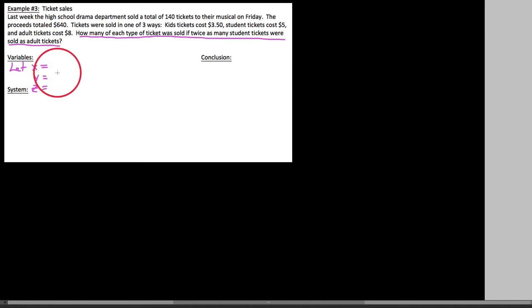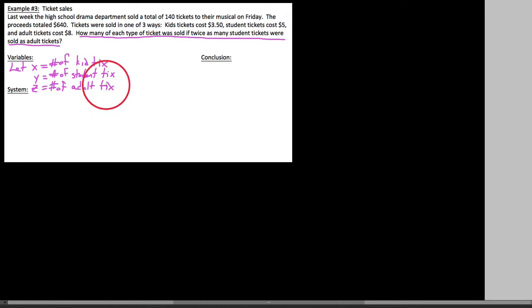So we say let x, y, and z equal a number of something. We always have to write a number of something. This has to be quantifiable. In this case, we're saying how many of each type of ticket were sold. So the number of kid tickets, the number of student tickets, and the number of adult tickets.